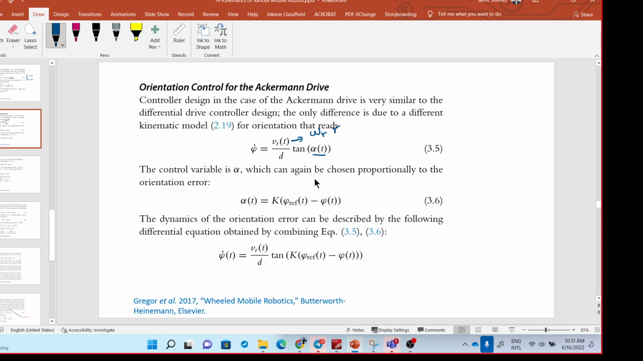So actually here the control variables are alpha and, well, let's say if we fix the angular velocity of the rear wheel, then the control variable is only alpha. Then the controller must be chosen for alpha. So for this equation, alpha is chosen to be proportional to the error of the orientation of the car.